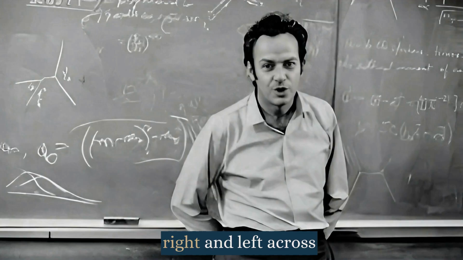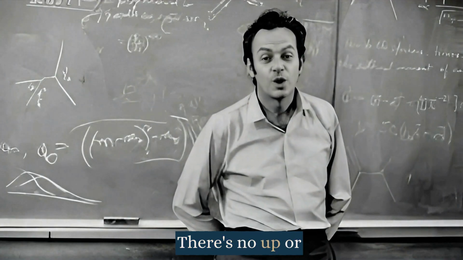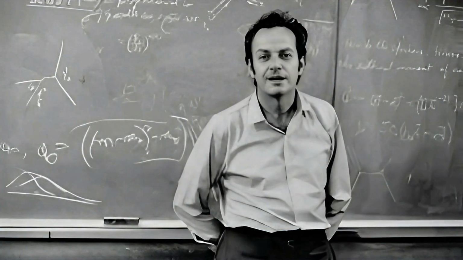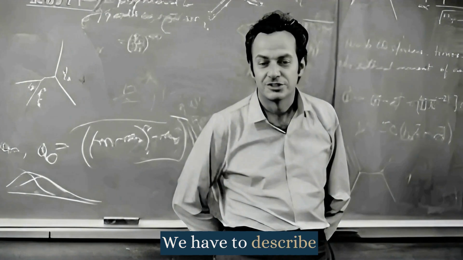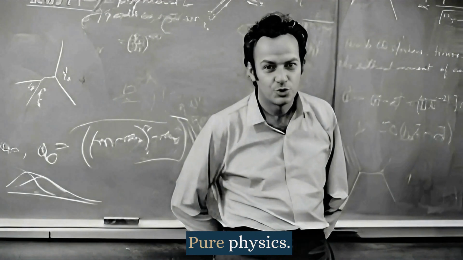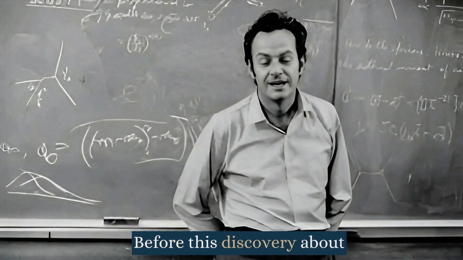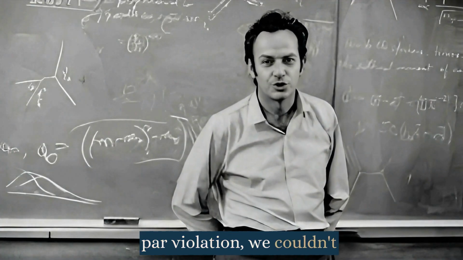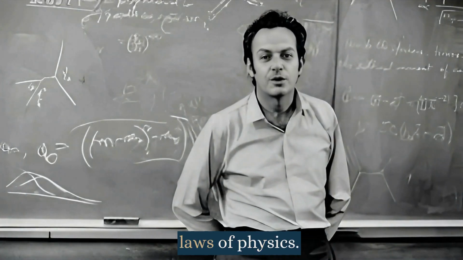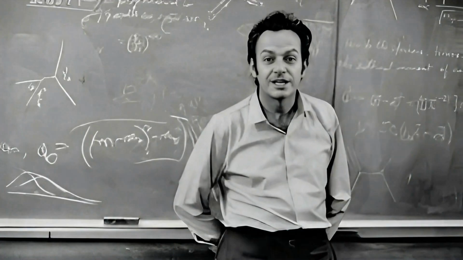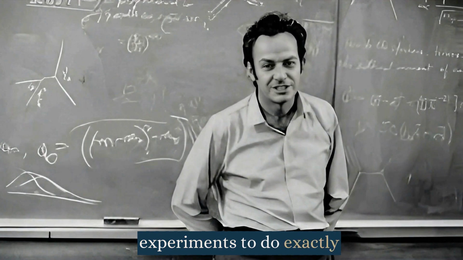How do we define right and left across the void of space? We can't point. There's no up or down in space. No shared reference frame. We can't send them a sample. We have to describe it using physics alone, pure physics, nothing but the laws of nature. Before this discovery about parity violation, we couldn't do it. There was no way to distinguish right from left using only the laws of physics. But now we know that we can use these beta decay experiments to do exactly that.